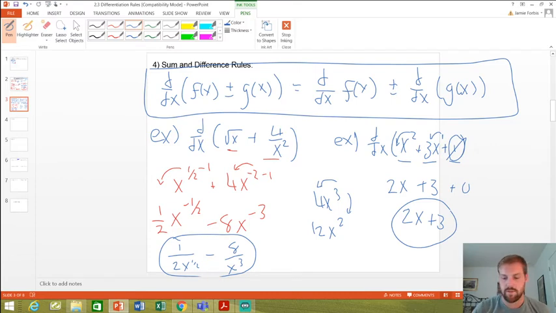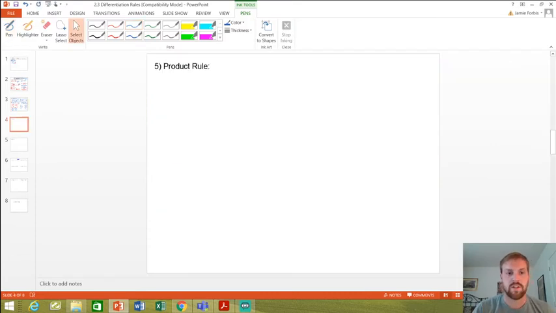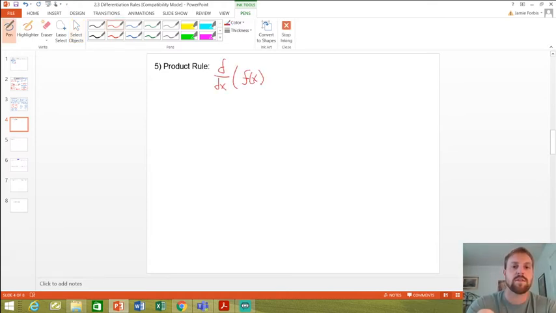Okay, so sum and difference. Now I got 2 more I want to talk about. The product rule and the quotient rule. This is another observation, again, that was found by doing the definition of a derivative multiple times. It goes like this. It says if we have the derivative of a product of functions, so like f of x times g of x, okay, well, that can be separated. So it's not like the sum and difference where it's the derivative of f times the derivative of g. No, it separates a little bit different than that.